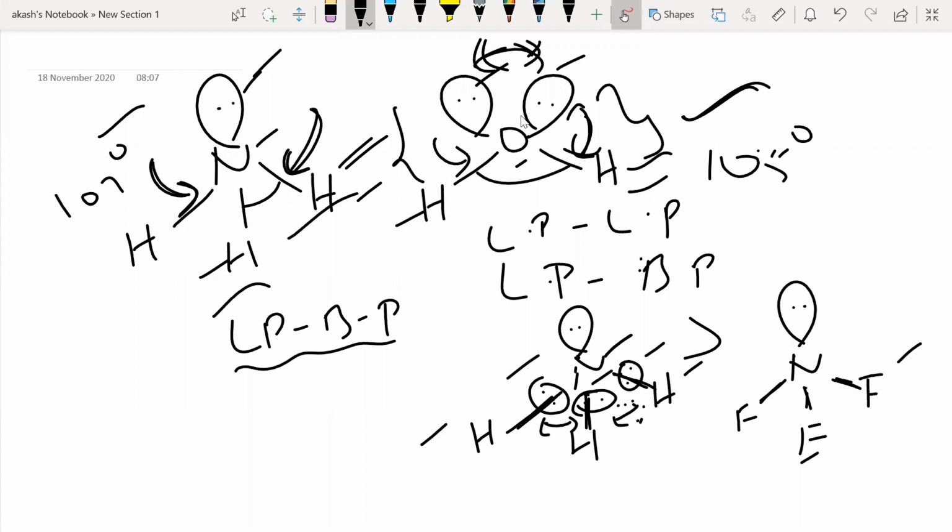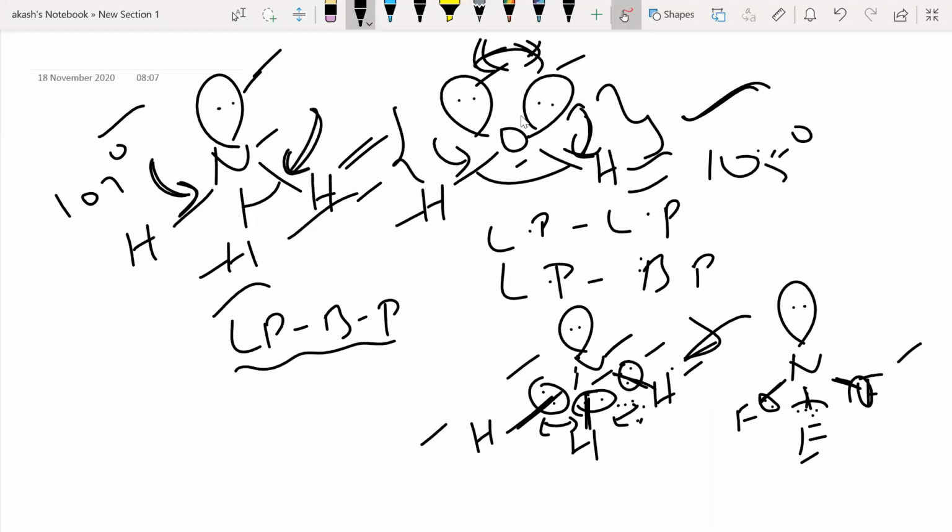Even if fluorine is more electronegative and the pairs are pulled towards it, the distance is increasing, or I would say it is actually going to be almost in between. So there is not going to be much of an effect here.